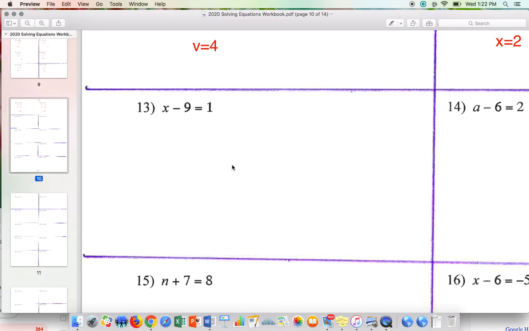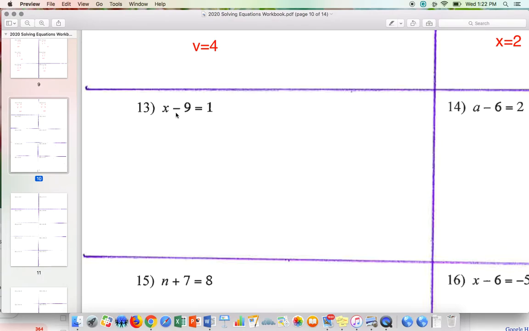If we're looking at number 13, if you remember, the first thing that we're going to do is identify the variable. So take a look at this question. X minus 9 equals 1. What is the variable? Okay, so X is the variable. Next question. What is our operation? Our operation is subtraction, minus.